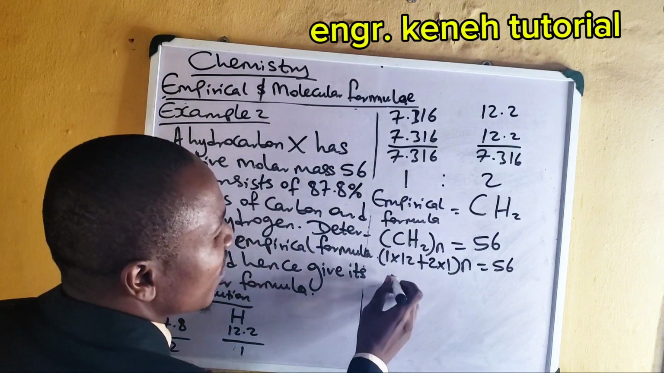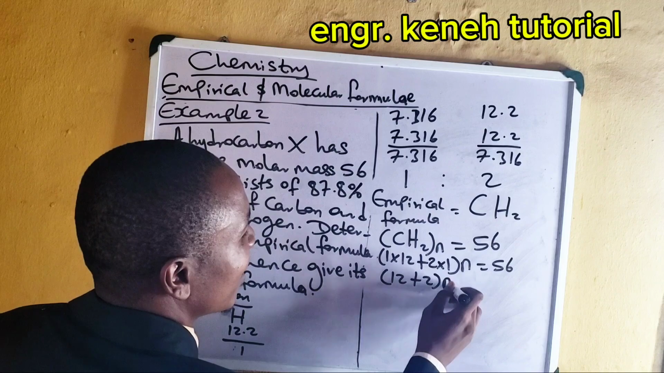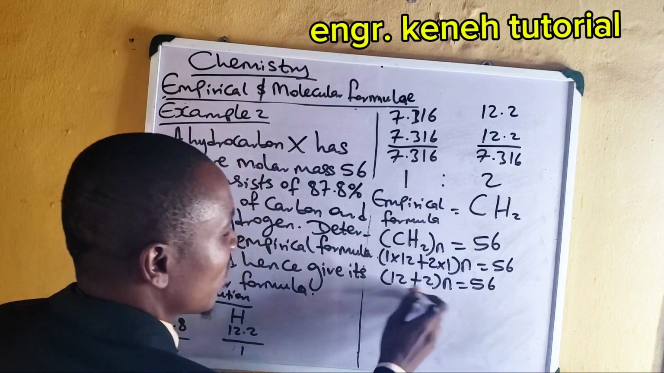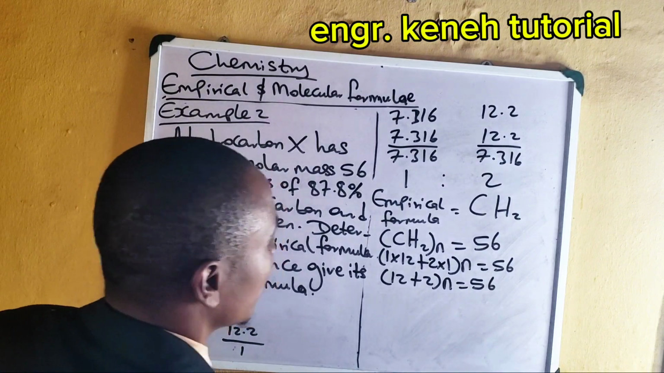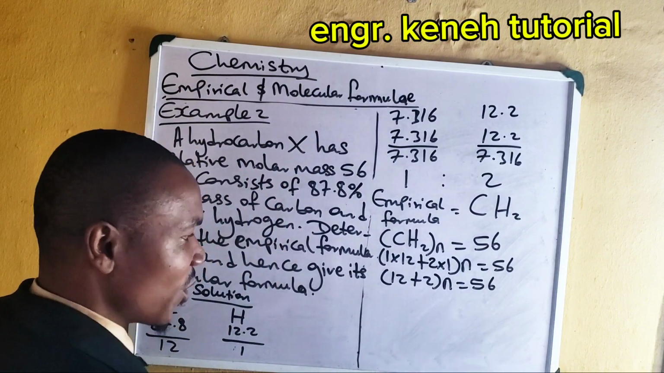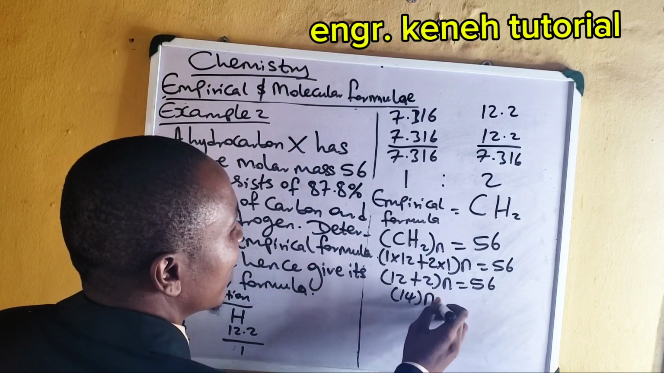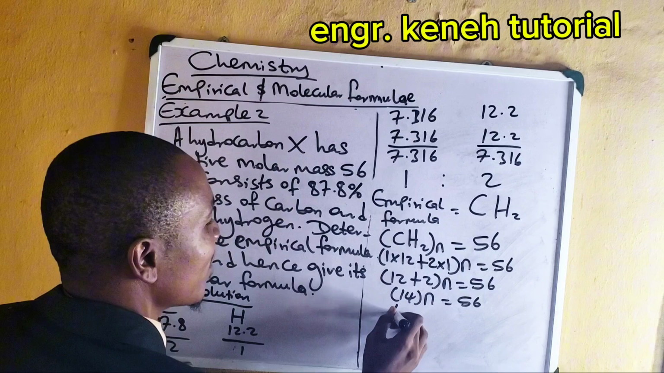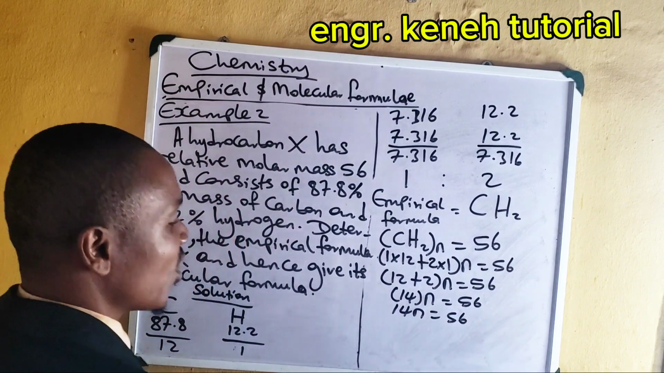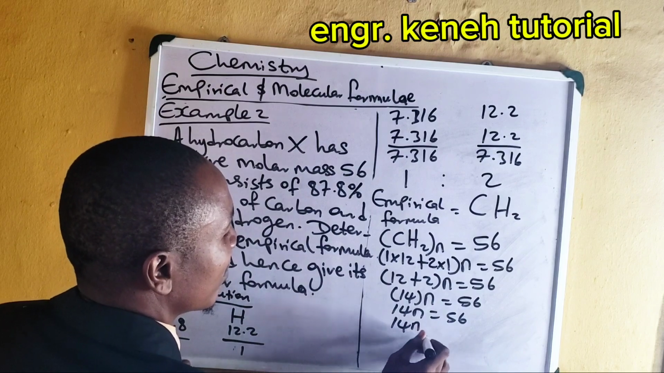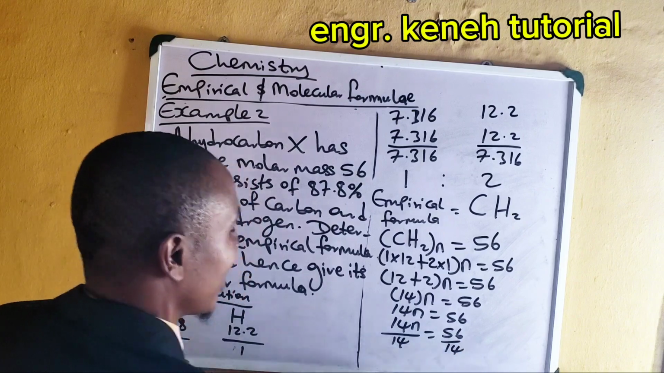All right, 1 times 12 will give us 12. 2 times 1 will give us 2. Then everything should give us 56. When you add this together, you are going to get 14, not 24, 14. We have 14n equals 56. Opening this bracket, you have it like this. So you divide both sides by the coefficient of n, which is 14. You have 56 over 14.